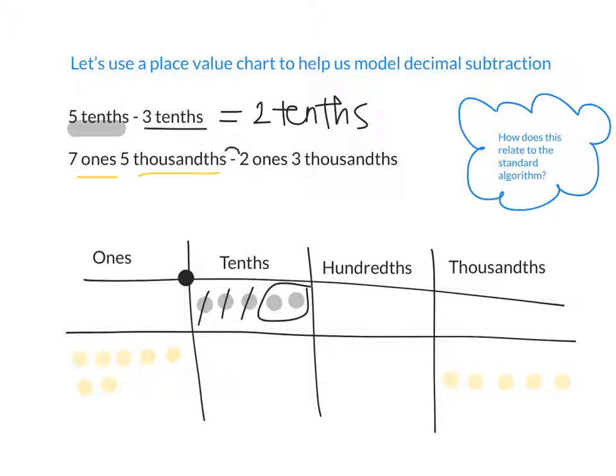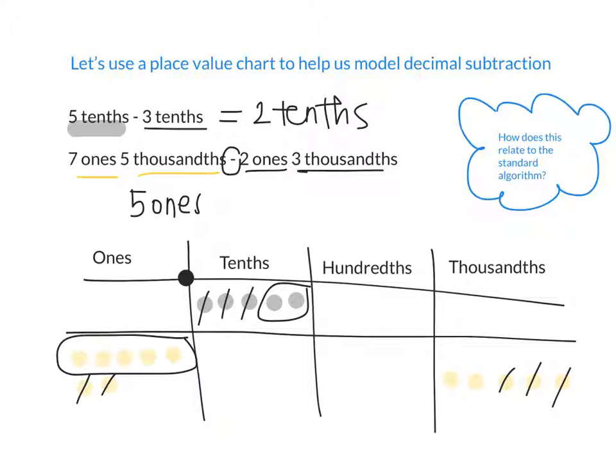Now once again I see the subtraction sign, so am I adding more dots or taking away? Taking away. What's the first thing I'm taking away? 2 ones. Cross out 2 ones. What's the next thing I'm taking away? 3 thousandths. Cross out 3 of your thousandths. Let's see what I have in the end. How many ones do I have left? 5. Okay, so 5 ones.